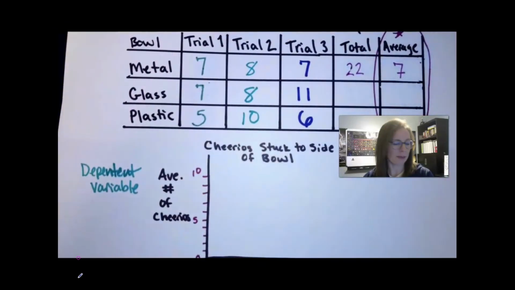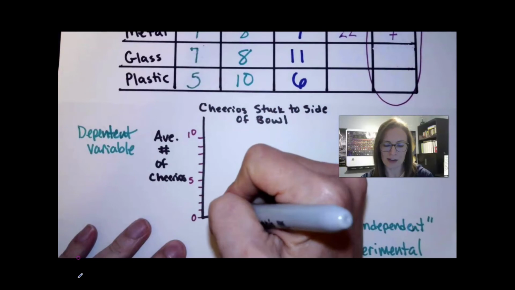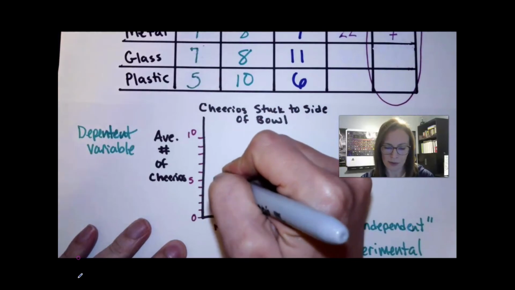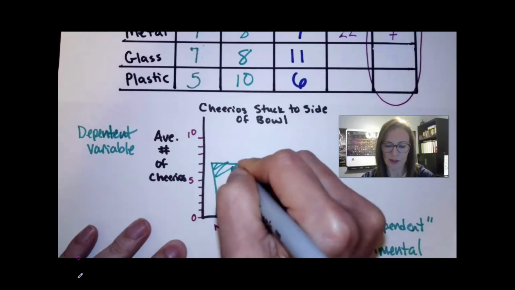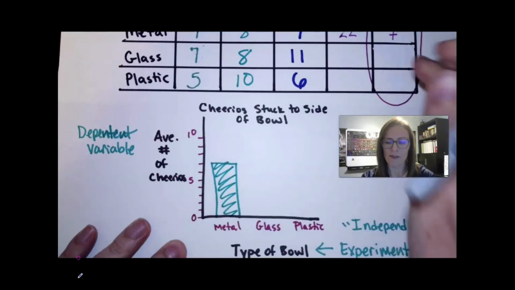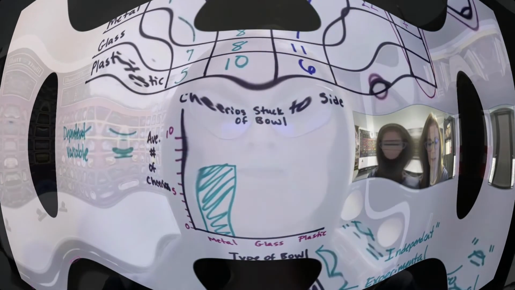Lastly, because we're doing the metal one together, we need to create a bar for this bar graph. So since we had 7 Cheerios stuck to the side, we'll create a bar that goes up to the number 7. And that's all there is to it. When you have your average values for your glass and plastic, you'll be able to finish up your bar graph.